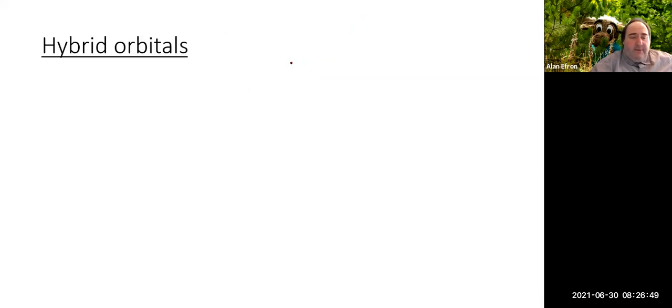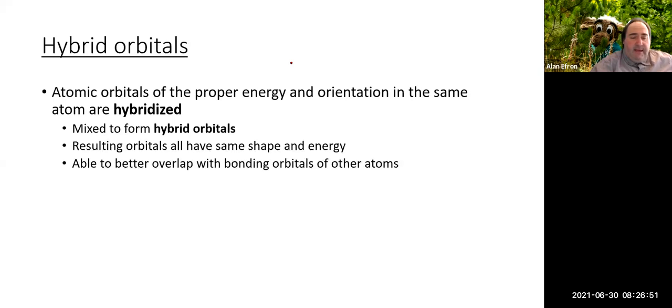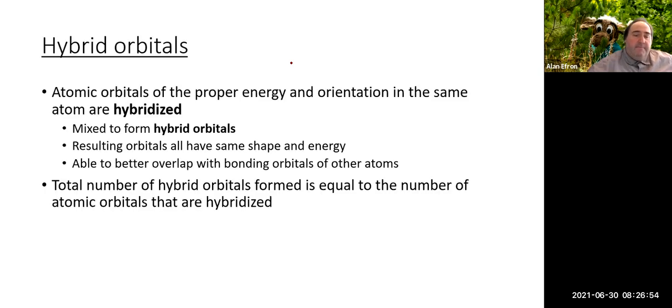So the idea of hybrid orbitals comes about, and this model of bonding is basically that we take the atomic orbitals of proper energy and orientation in the same atom, and they get hybridized. When we talk about atomic orbitals, a reminder of what we are talking about are the orbitals that we've dealt with since electron configuration: s's, p's, d's, f's. These are our atomic orbitals.